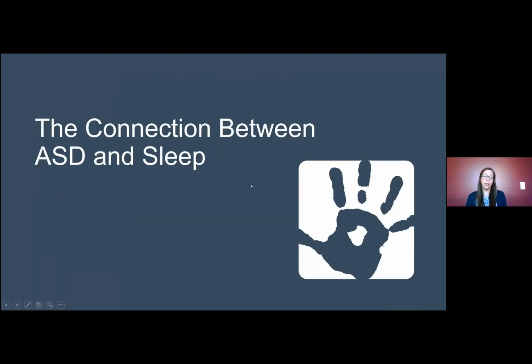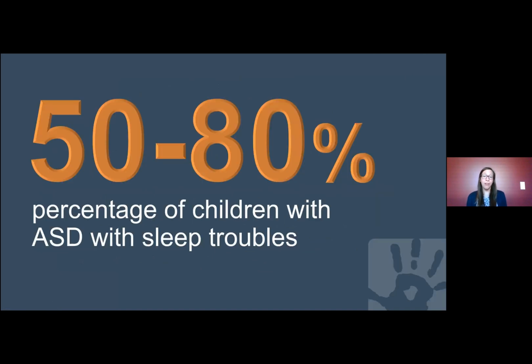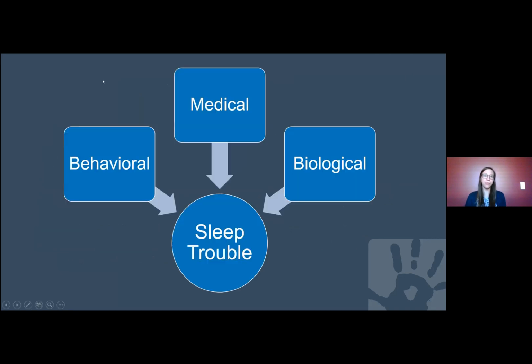So let's first talk a little bit about the connection between autism spectrum disorder and sleep. If your child with autism has sleep troubles, you are far from alone. As many as half to 80% of children with ASD have sleep troubles, so a huge part of the population does. It is very, very common.